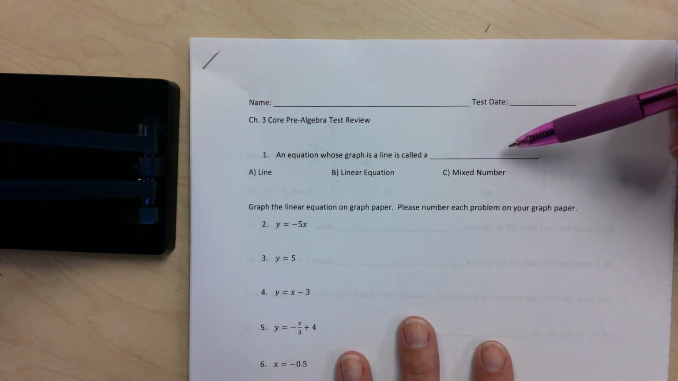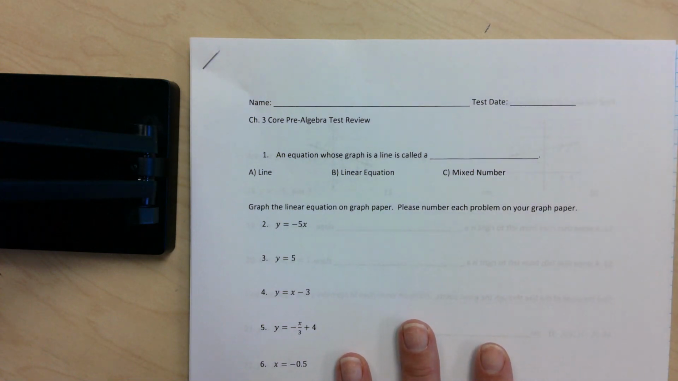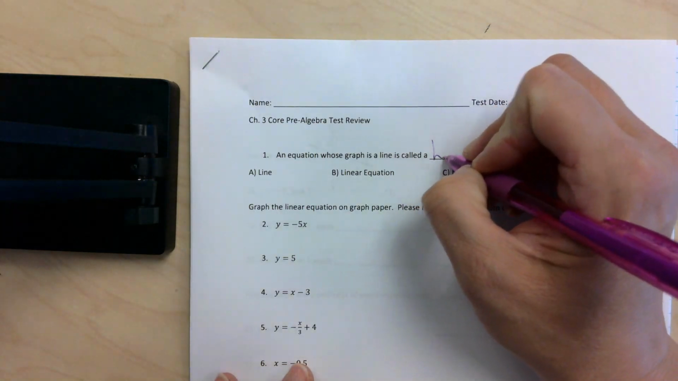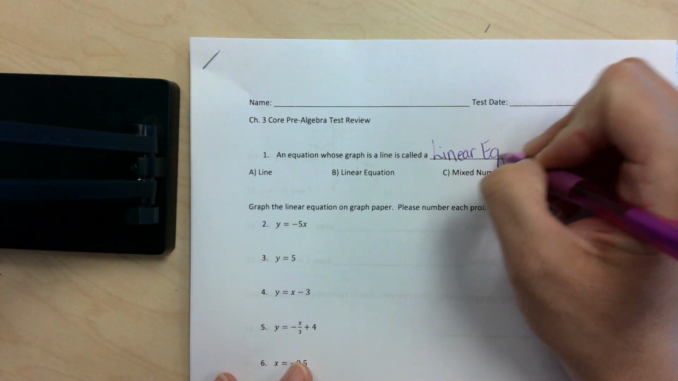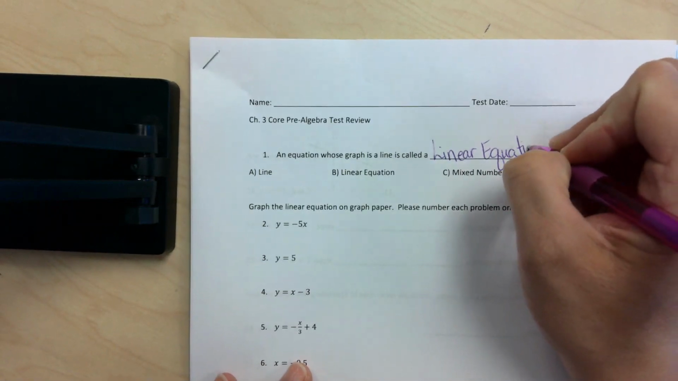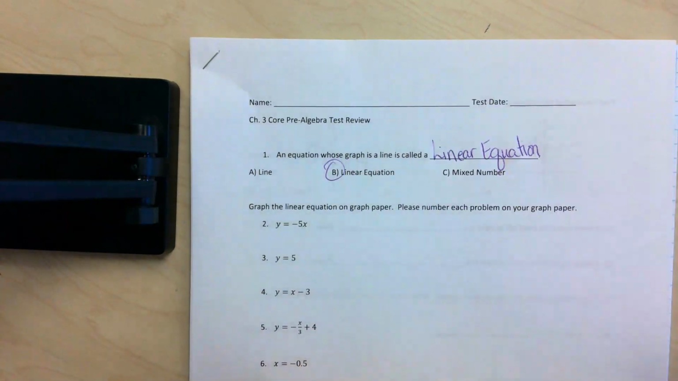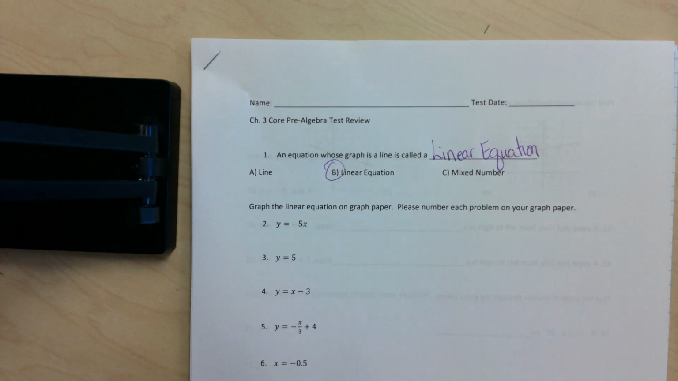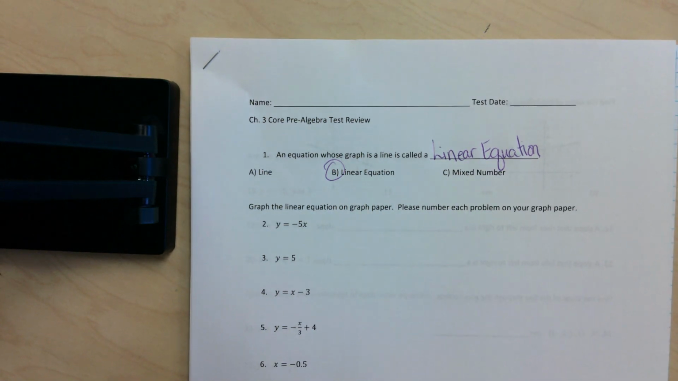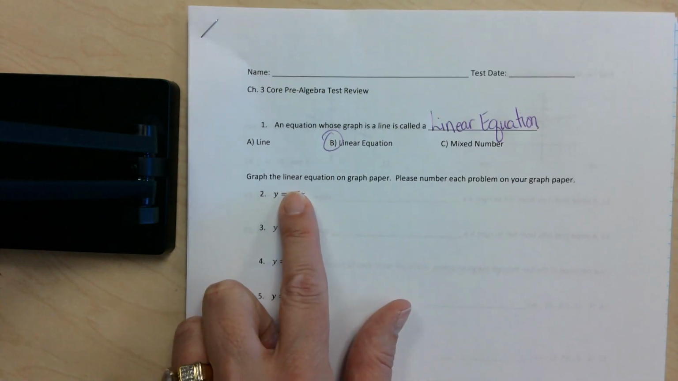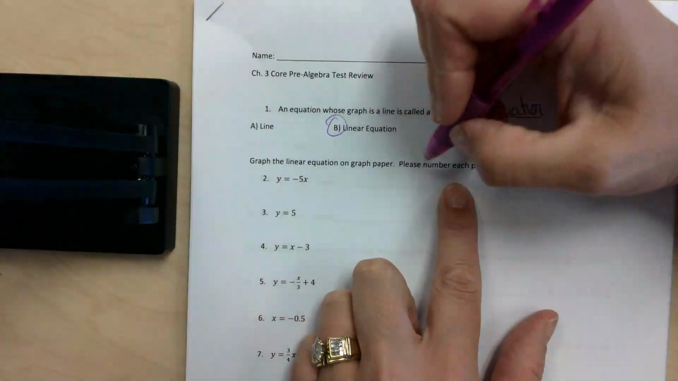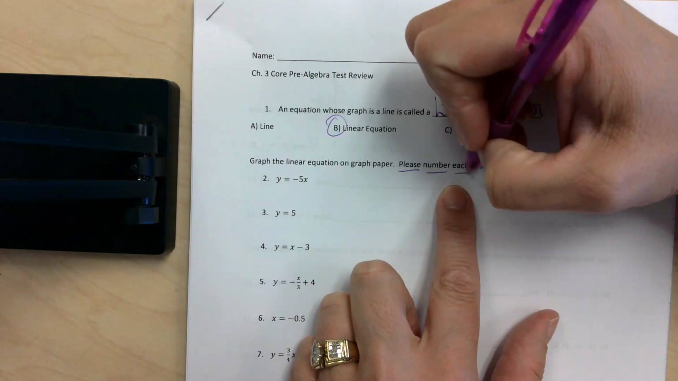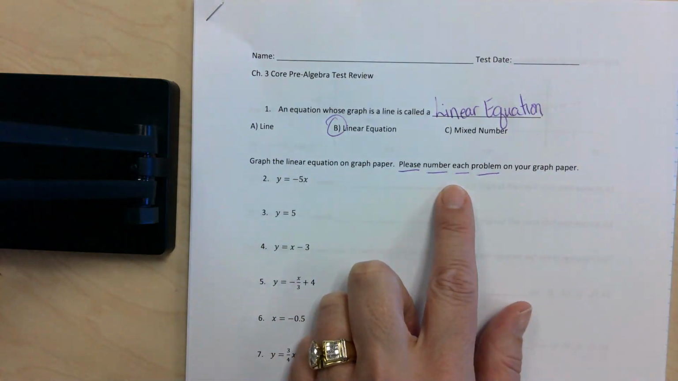An equation whose graph is a line is called a what? Linear. A linear equation. Okay, this says graph the linear equation on graph paper. Please number each problem on your graph paper.